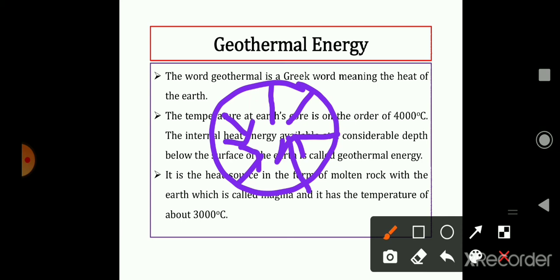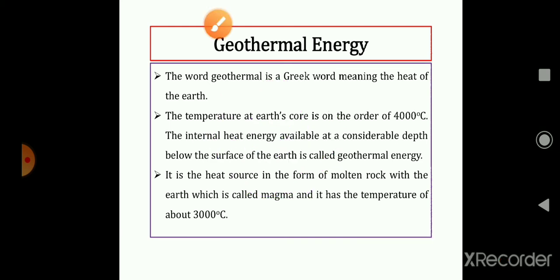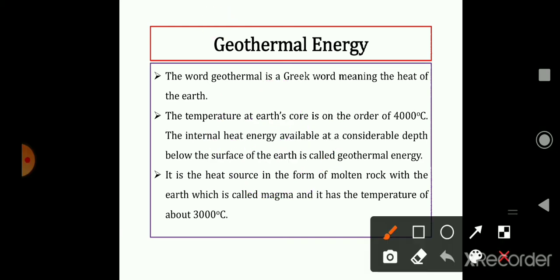That means inside the earth we have a huge amount of heat energy. That heat energy we want to utilize to generate electrical energy. For this purpose, let us see, inside the earth's core there is a temperature in the order of 4000 degrees Celsius.